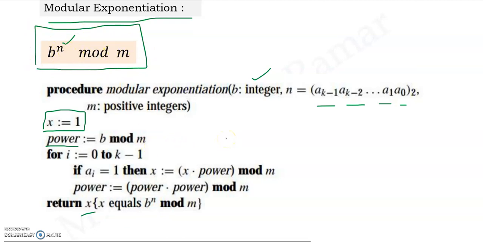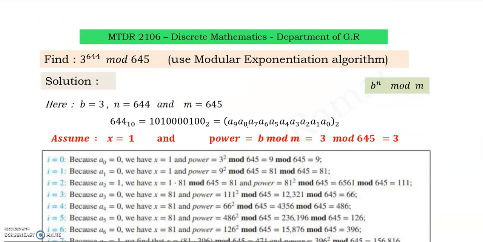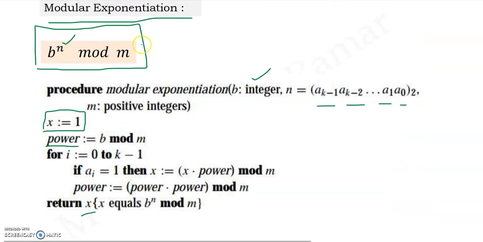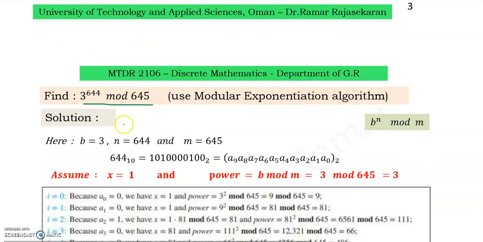When we see an example for this algorithm, we can understand better. Now we will see this question. Find 3 to the power 644 modulo 645. Use the modular exponentiation algorithm to calculate this. Now, what do we have to do first? You see here, what is given is in the form b to the power n modulo m. So I write here, the given question is of the form b to the power n modulo m.